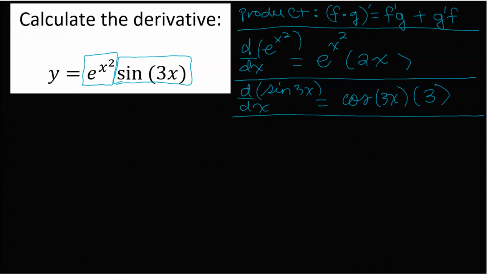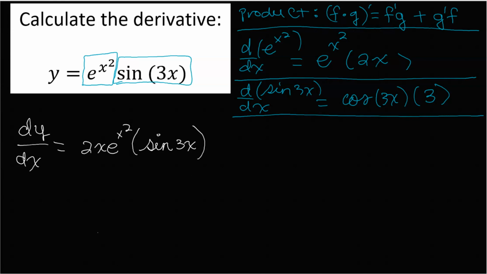Now let's go and take the derivative of our function. The product rule will apply. So the derivative of y with respect to x in this case is the derivative of the first, which would be 2x e to the x squared, multiplied by the second function, which would be sine of 3x, plus the derivative of the second function, which would be 3 cosine of 3x, multiplied by the first function, which would be e to the x squared.